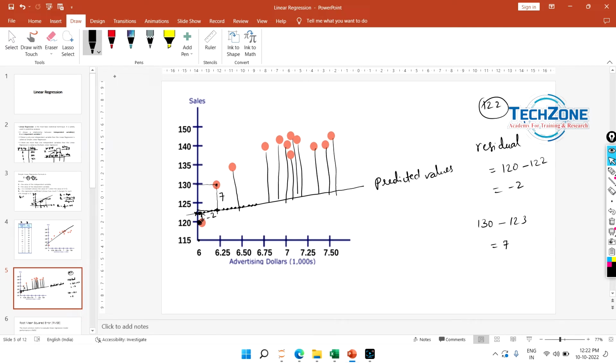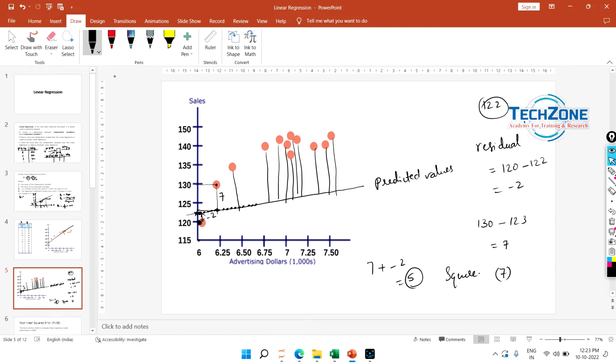And we square those residuals. Now why do we square those residuals? Let us take the example of these two residuals only, 7 and minus 2. If we add this 7 with minus 2, we'll get plus 5. Now this indicates that this 5 units is the difference, but this is wrong, isn't it? So to avoid that, we take the residuals and we square them.